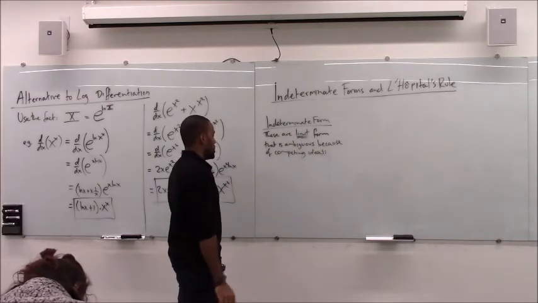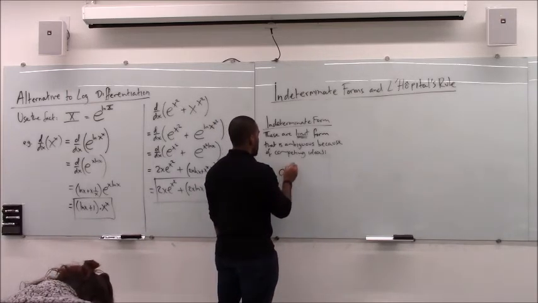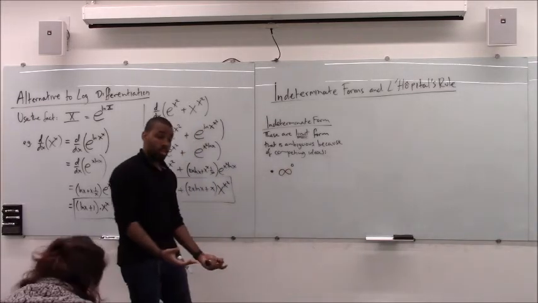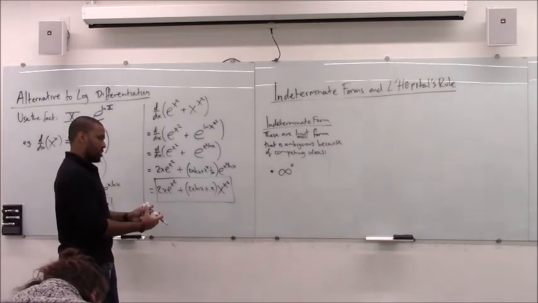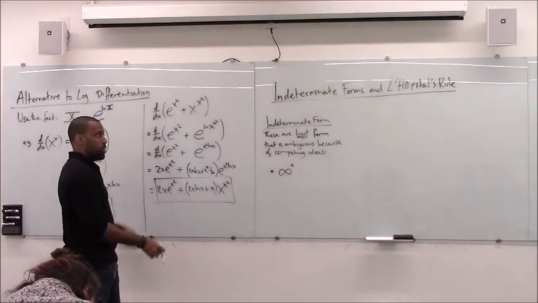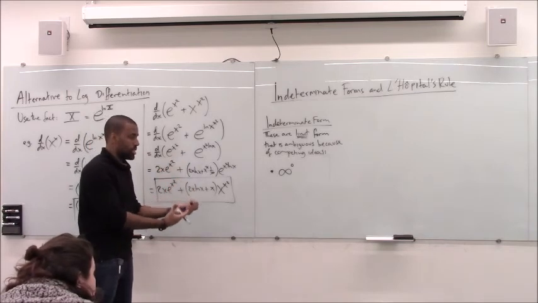So these are, for example, infinity raised to the 0 is an indeterminate form. So you're taking the limit of something to a power. You notice that the base is going off to infinity while the power is going to 0. You get the form infinity raised to the 0.